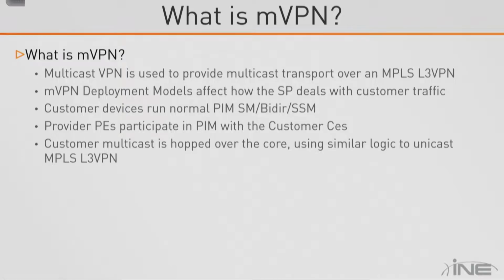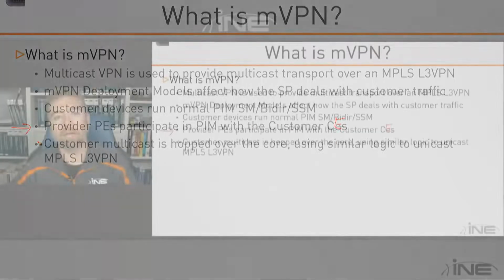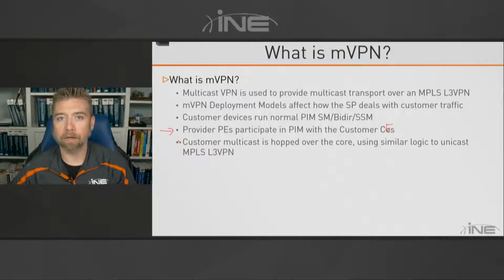Okay, so we also talked about what the provider network is doing in terms of their routing. Actually, we didn't mention this yet, which is that the providers are participating in PIM with the customer edges, the CEs. So just like in regular unicast MPLS Layer 3 VPNs, the provider and the customer, the PE and the CE, are running some sort of unicast routing protocol, like OSPF in our case. They do also need to run PIM. This is regardless of the mVPN deployment model. So the customer CE is always running PIM.